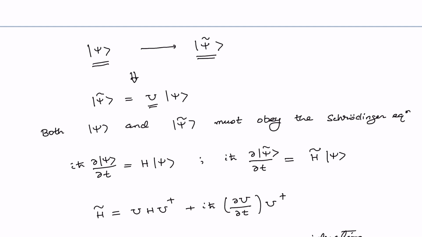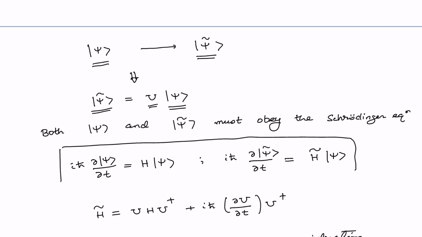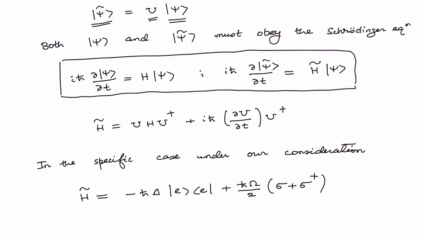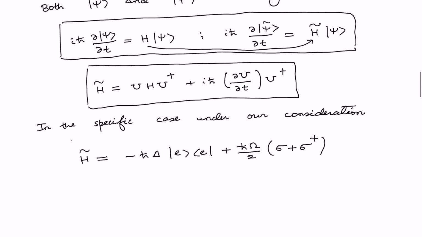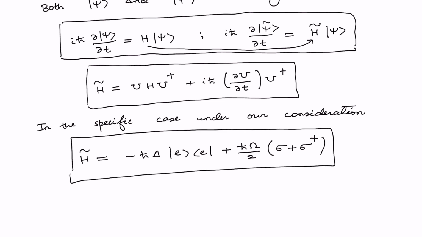Because both the state vector psi in the old coordinate system and psi tilde, the state vector in the new coordinate system, have to obey the Schrodinger equation, using some very straightforward algebra it is possible to show how the Hamiltonian transforms. If this transformation is made, the Hamiltonian H in the old coordinate system becomes H tilde in the new coordinate system, and this new Hamiltonian is related to the old Hamiltonian by this relation. In the specific case under our consideration, where the atom is interacting with the laser field, this Hamiltonian is given by this particular expression.